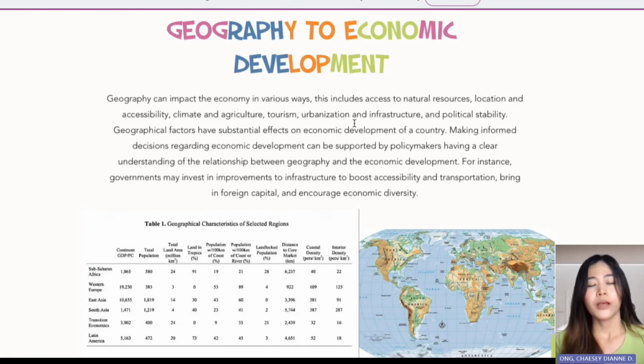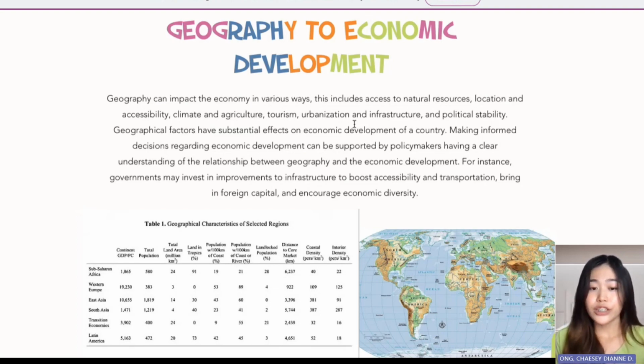So for further evidence, let me present to you this table from a paper titled Geography and Economic Development. So this table provides a summary of geographical characteristics from various major regions, including their average GDP per capita, total population, land area, and other factors linked to economic development. So as you can see here in the table, Sub-Saharan Africa as the poorest region exhibits characteristics associated with lower income levels. It has a substantial portion of its land located in tropical areas.